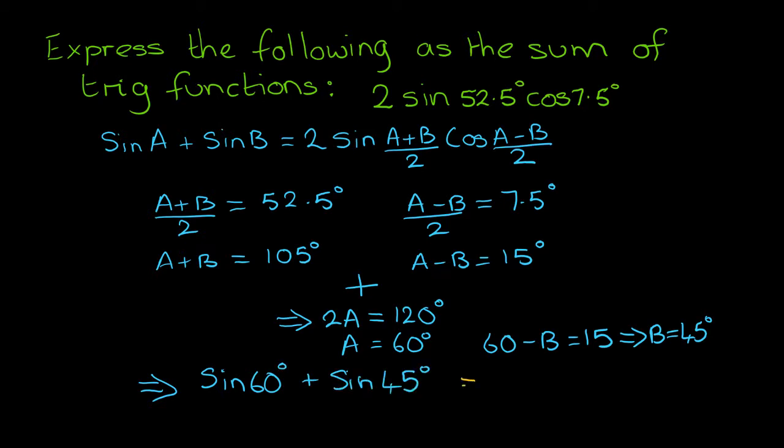If you were then asked to evaluate that, then sine of 60 is root 3 over 2, sine of 45 is 1 over root 2. So that equals root 3 over 2 plus root 2 over 2, and that then equals root 3 plus root 2 over 2.